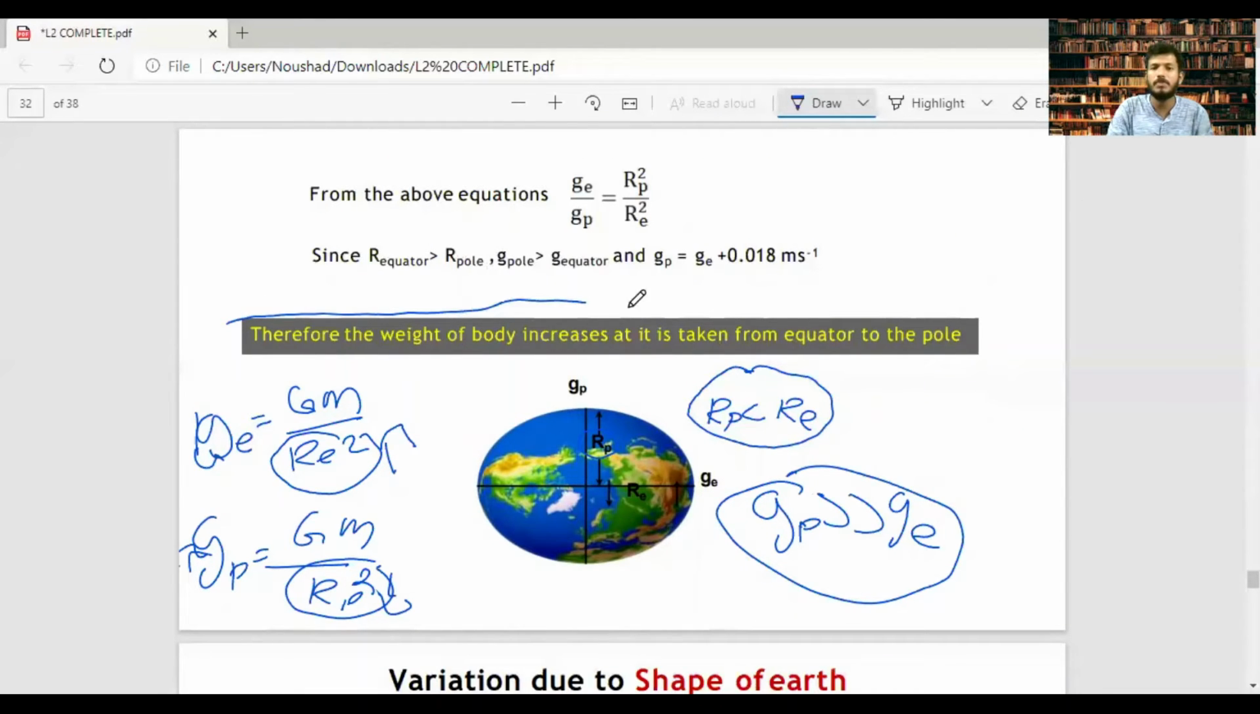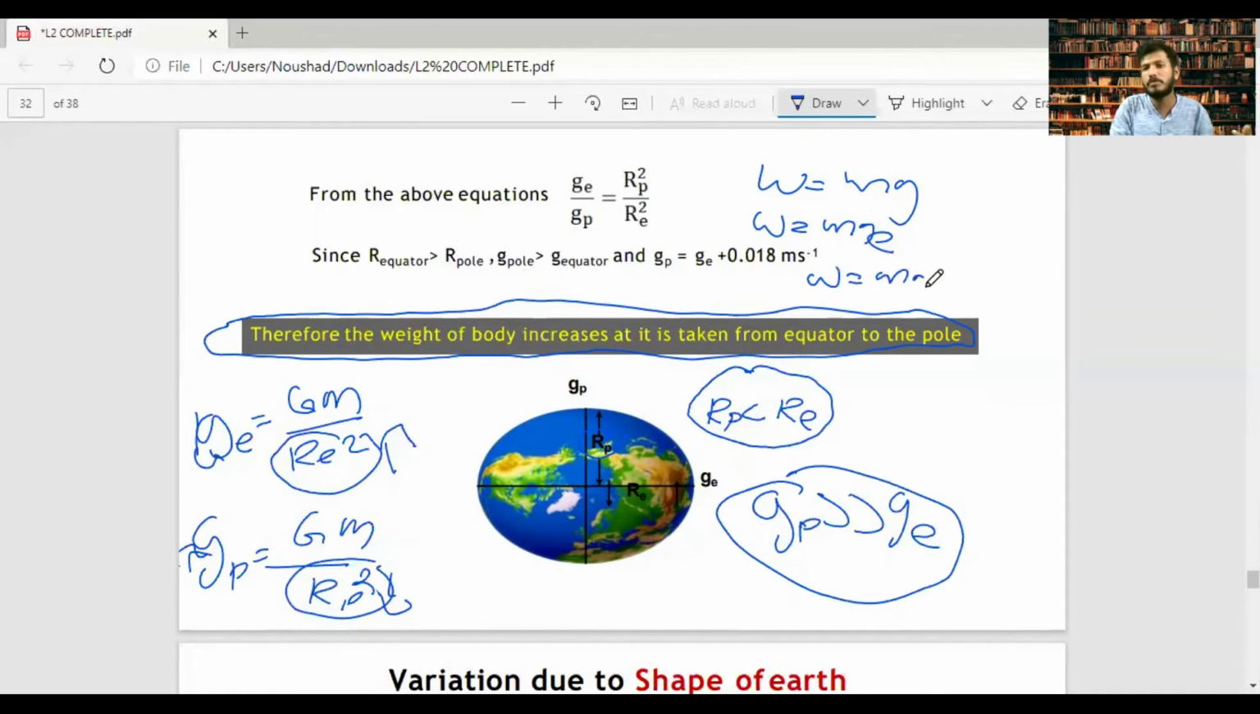This marked section, please note this marked section. Listen. Therefore, the weight of the body increases as it is taken from equator to pole. When I am taking a body from equator to pole, its weight increases. Weight increases, not mass. Mass is a constant quantity. Why? Mass is a constant quantity, but weight can be changed because the equation of weight is mg. At equator, W equal to mge. At pole, W equal to mgp. Ge or gp, which is greater?